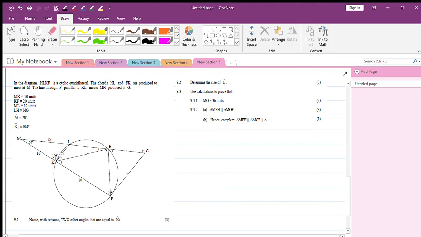What else is very important to highlight here is that we are not told that FG is a tangent. So we can't make an assumption that FG is a tangent unless we can prove it. So let's look at the first question.